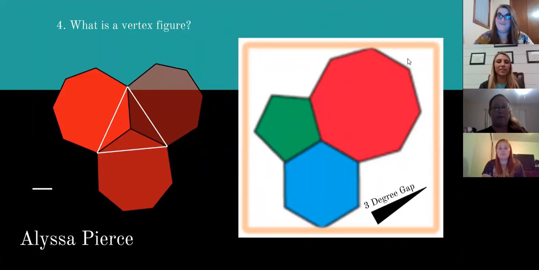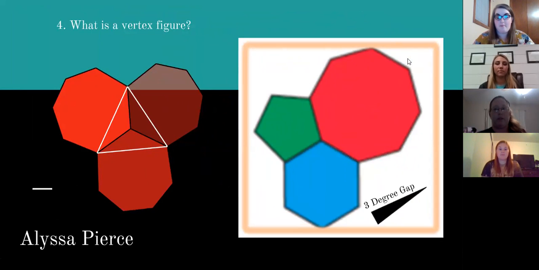Hey, Alyssa, what is a vertex figure? Deja vu, right? I know. All right. So a vertex figure, going a little bit more in depth, is actually defined as any arrangement of non-overlapping polygonal tiles that surround a common vertex. So like you showed in the previous figure, it has to be 360 degrees.